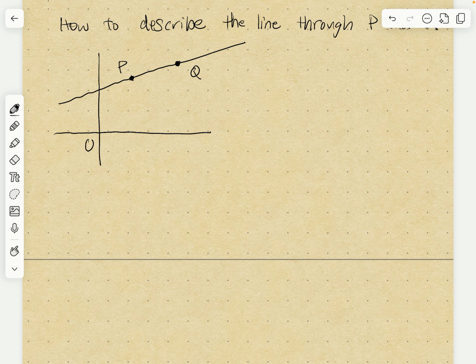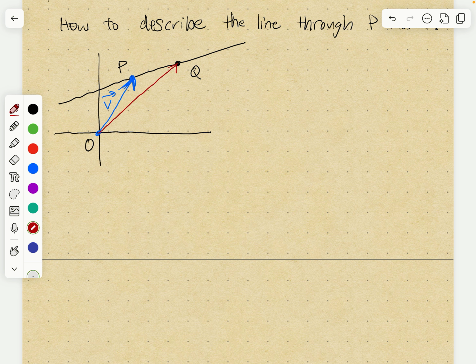Well, you have the origin. And the way to do it, this is the parametric equation describing a line. First you take the vector from the origin to P. Let's call that V. And you also have the vector from the origin to Q. Let's call that W. So it turns out that all the points on this line can be described in terms of V and W.